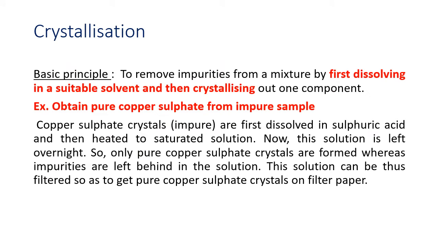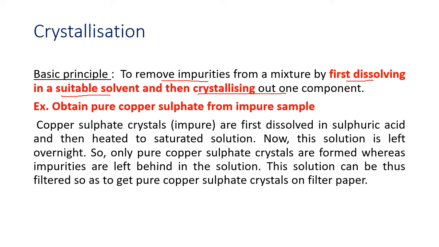Then the next process is crystallization. This is used to remove impurities. There is a mixture which contains impurities. First you have to dissolve all the components in a suitable solvent and then crystallize out only one component. So everything is allowed to dissolve in the solvent and then we crystallize.